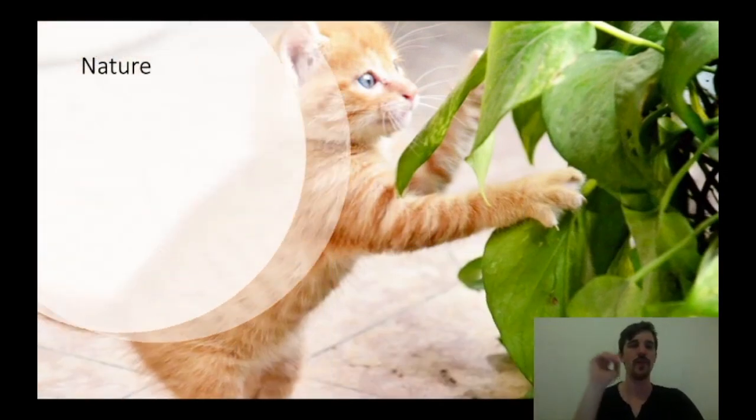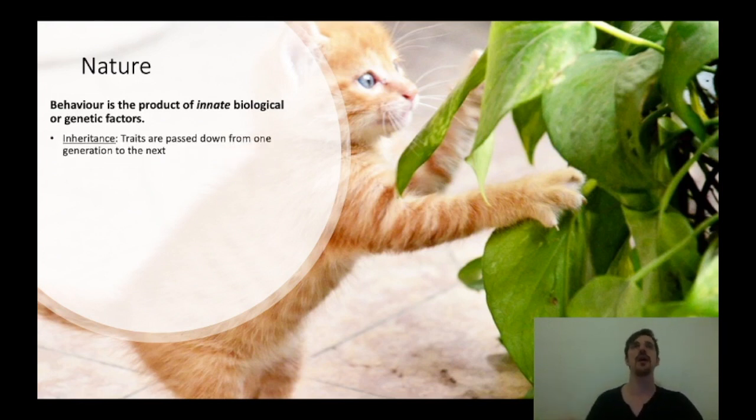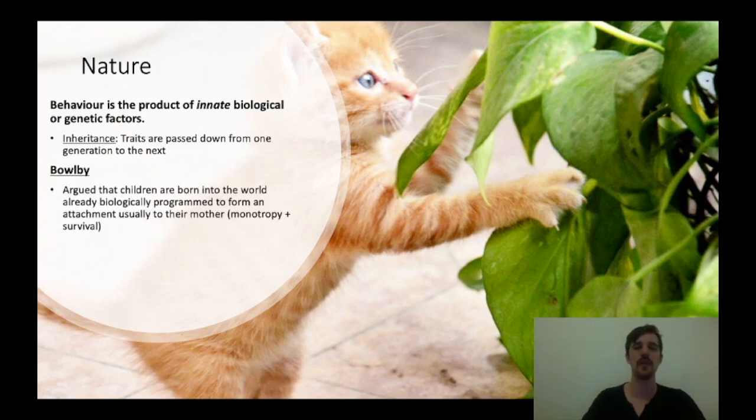So nature. Here we go. It is the product of innate biological or genetic factors. So this means that the traits you have are passed down. That's what inheritance means, like you inherit wealth from one generation to the next. And Bowlby makes the assertion that children are born into the world already biologically programmed to form an attachment. And this is the survival instinct that they are born with.